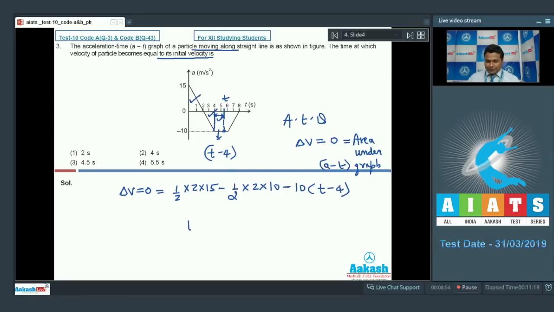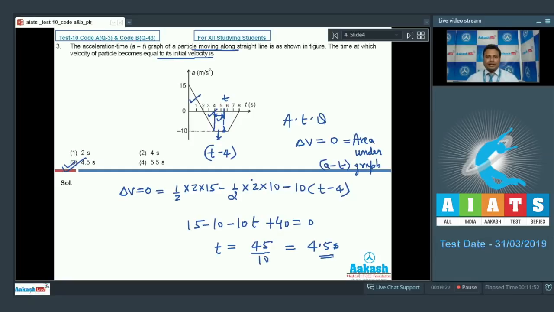We will get 15 minus 10 times t plus 40 will be 0, and after solving we will get t equals 45 divided by 10, or we can write 4.5 second. Means at time t equal to 4.5 second, final velocity will become equal to its initial velocity. So that is why we will go with option number 3, which is absolutely correct.